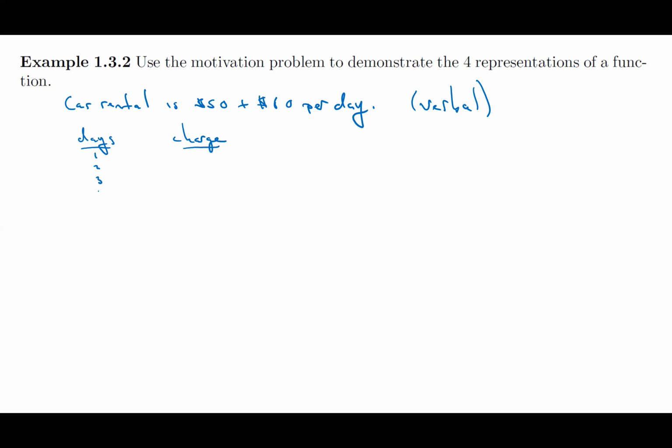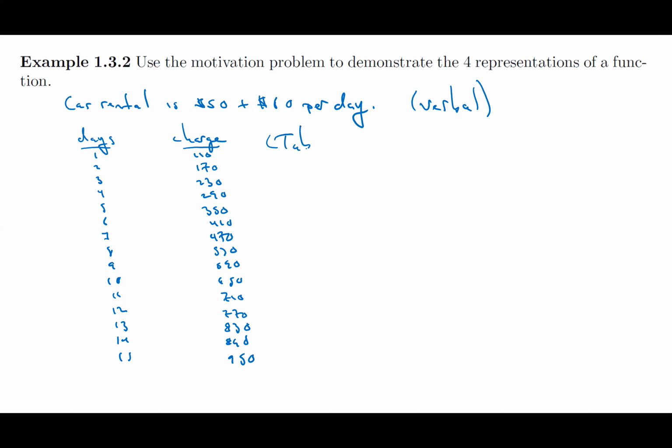1, 2, 3, 4, 5, 6, 7, 8, 9, 10, 11, 12, 13, 14, 15, and then 110, 170, 230, 290. Again, I'm just adding 60 every time. 410, 470, 530, 590, 650, 710, 770, 830, 890, and 950. This would be tabular.